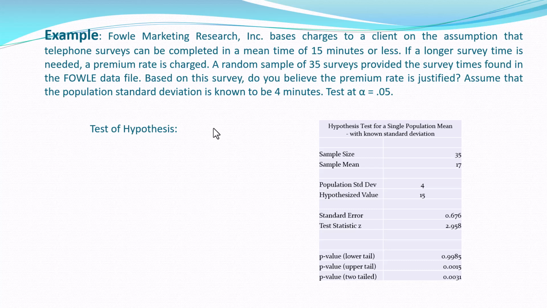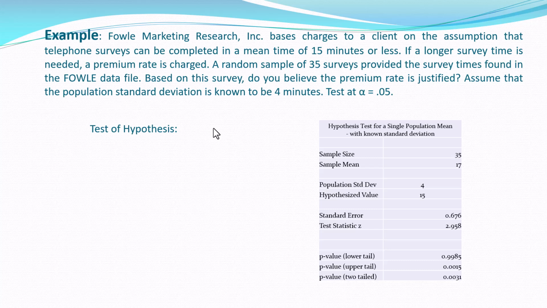Now when we talk about working with a population mean, estimating a mean, or doing a test for a population mean, 30 or more is what we consider large. So we have a large sample of 35 surveys, with the survey times found in the data file. Based on this survey, do you believe the premium rate is justified? Assume that the population standard deviation is known to be 4 minutes, tested at alpha equal 0.05.